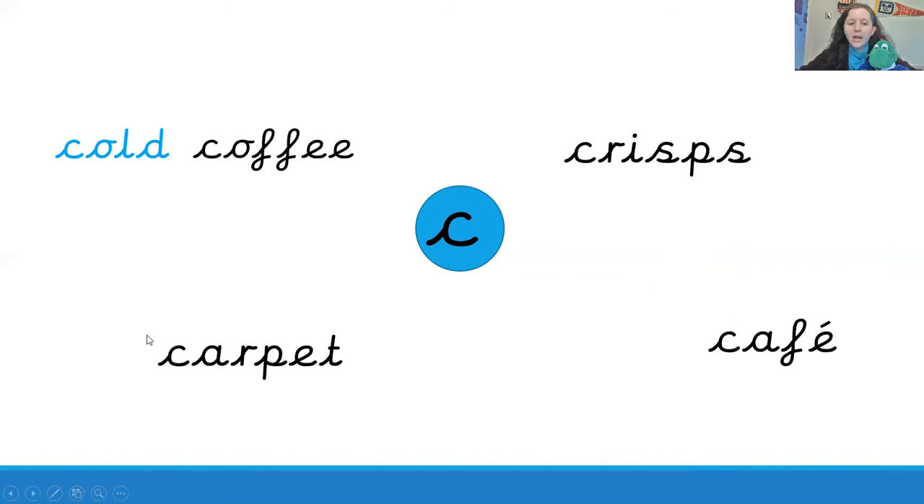Crisps, cafe, carpet, and cold coffee are some of the first ones I could think of. So they're things that you can see. They are nouns, okay? Things you can see. Cafe is a place. You might want to think of some places that your letter is at the start of, because then it can give you some ideas of where your story can be. You might also want to think of some adjectives like my cold coffee to describe your nouns that start with the same letter to give your story even more flair.